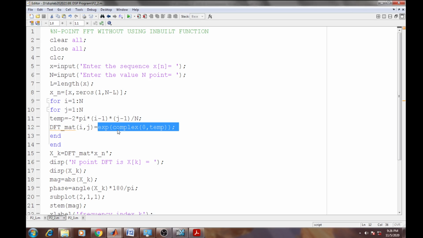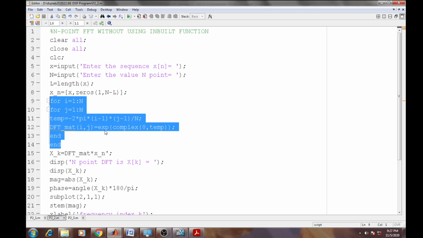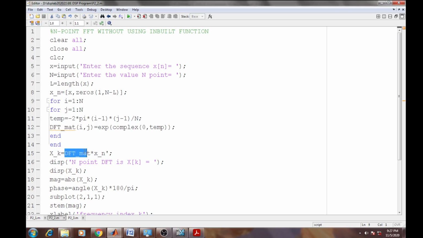So exp(complex(0, temp)), that calculated value will be passed, and you will get a summation. So it will be calculating the entire thing, and then end. This whole loop is helping me find the fast Fourier transform. Once the fast Fourier transform is obtained, we pass it to x of k. So x_k is equal to dft_mat into x of n.